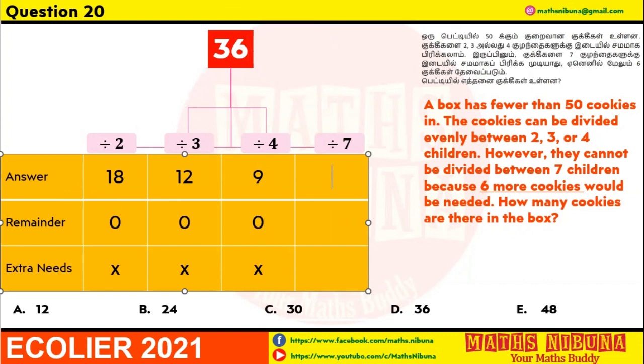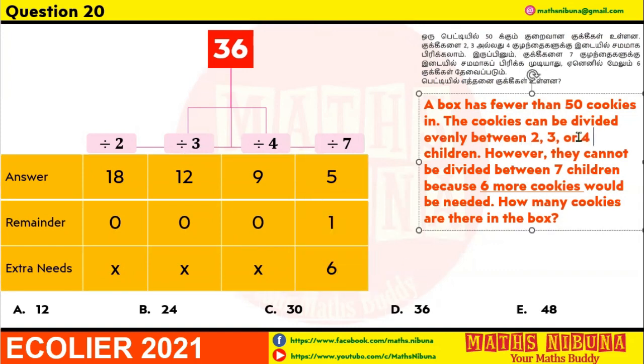36 divided by 7. So you have to know the times table of 7. 5 times 7 is 35. The balance is 1, remainder 1. So if the remainder is 1 and I want to fulfill 7, then I must add 6. Okay, 6 plus 1, I get 7. That means it's fulfilling the first statement and also the second statement. There are 6 more cookies. So this will be the correct answer.